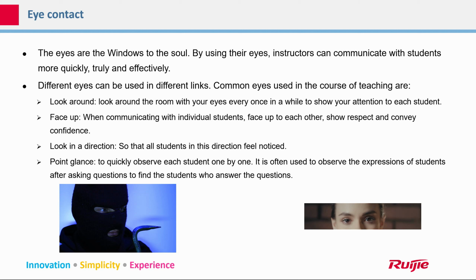Right? And the last is point guidance, to quickly observe each student one by one. It is often used to observe the expressions of students after asking questions, to find out students who may be waiting to answer the question. Okay, and let's see, here I have two examples. From these two examples, we can find out the eyesight is very important.